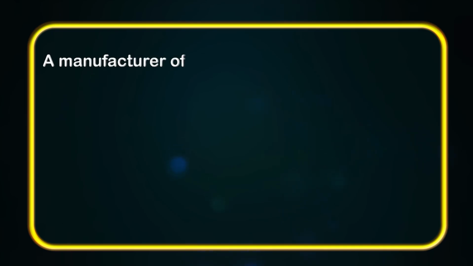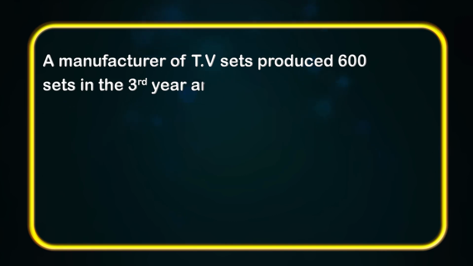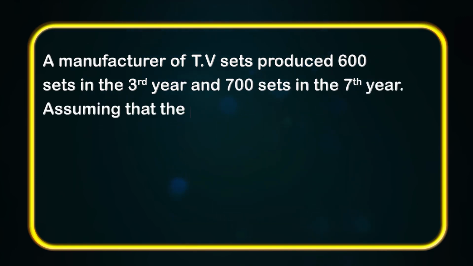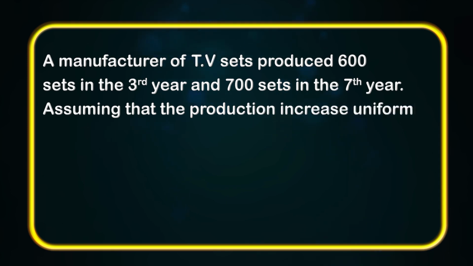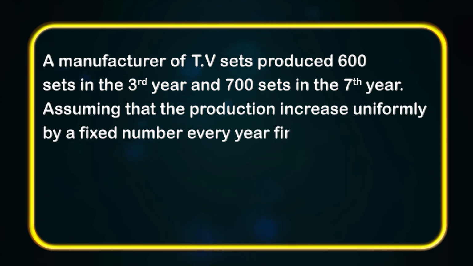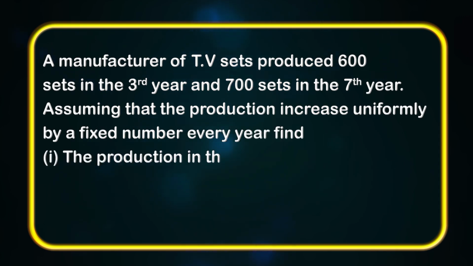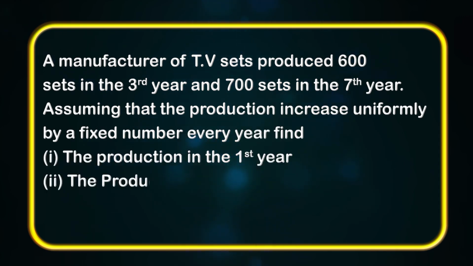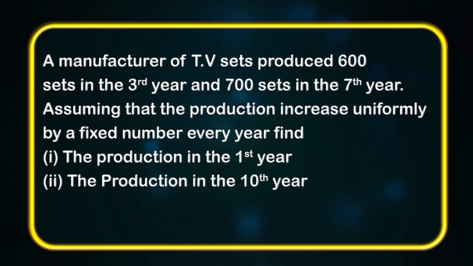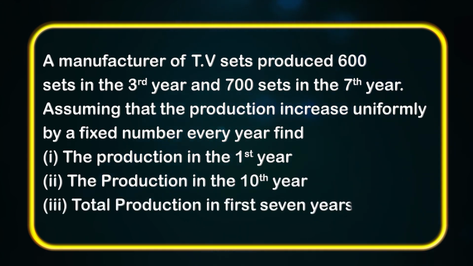A manufacturer of TV sets produced 600 sets in the third year and 700 sets in the seventh year. Assuming that the production increases uniformly by a fixed number every year, find, first one, the production in the first year, second one, the production in the 10th year, third one, total production in first 7 years.